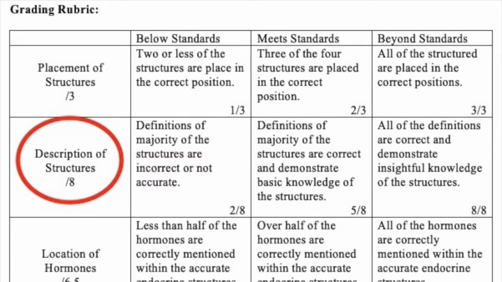This next part of the rubric is going to be grading on the description of the structures. Because this is the beginning of the unit, I'm not looking for anything too complex for the definitions of each structure. I'm just looking to see if the information is accurate and correct for every structure. Marks will mostly be lost if the information is incorrect or not accurate for most or all of the endocrine structures.